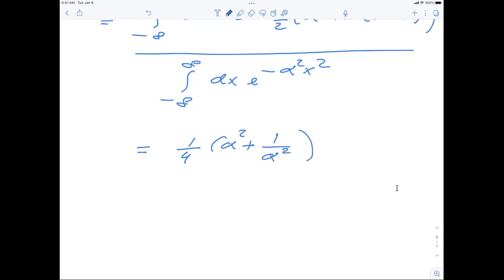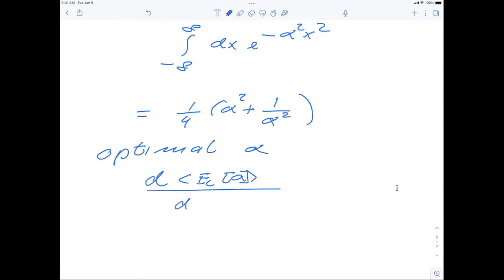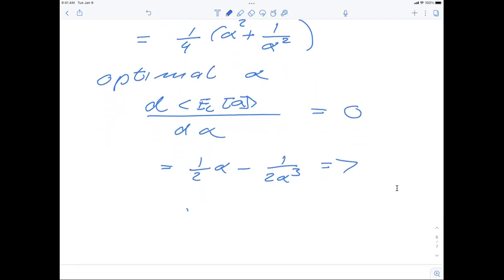And we are going to find the optimal value of alpha. So in order to find the optimal value, we need to take the derivative of the expectation value. And we need the derivative to be equal to 0. So that's where we're going to find the minimum. And if we take the derivative of that function, what we find obviously is that this is equal to 1 over 2 times alpha minus 1 over 2 times alpha cubed equal to 0. And that leads to alpha equal to 1 at the minimum.